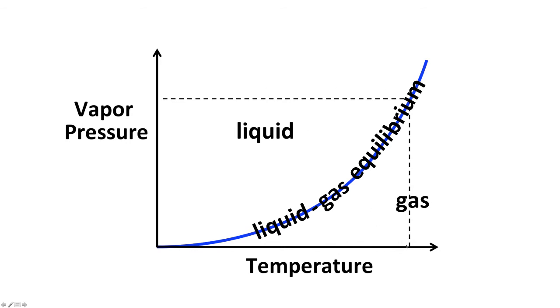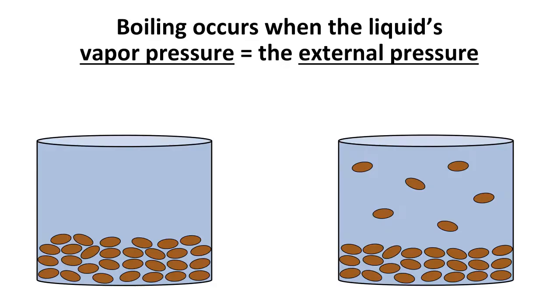At any given temperature, we have a corresponding vapor pressure, and at a given temperature, that vapor pressure is a specific value. When we have a liquid and heat it up to the point where the vapor pressure of the liquid equals the external pressure on the container, the liquid boils.